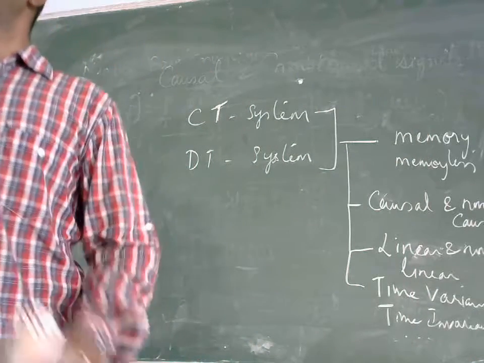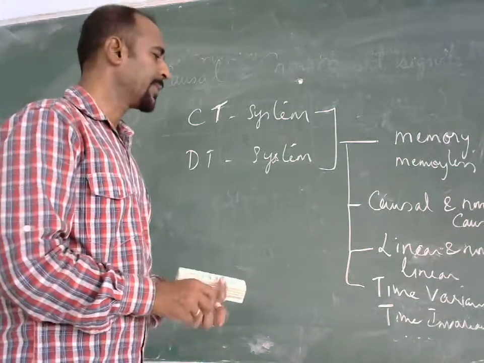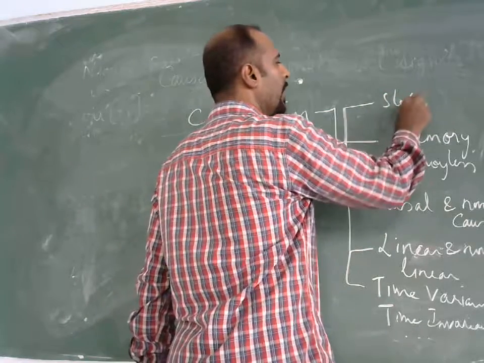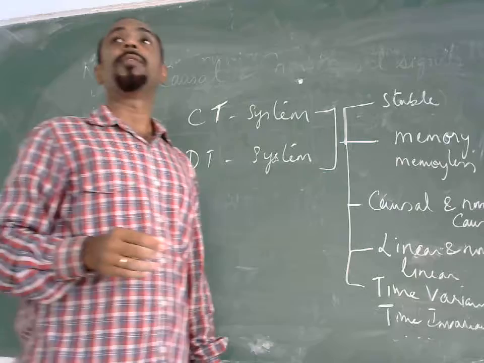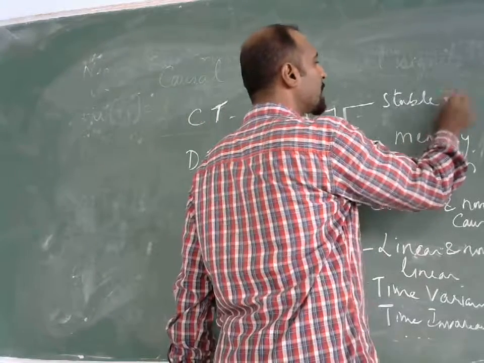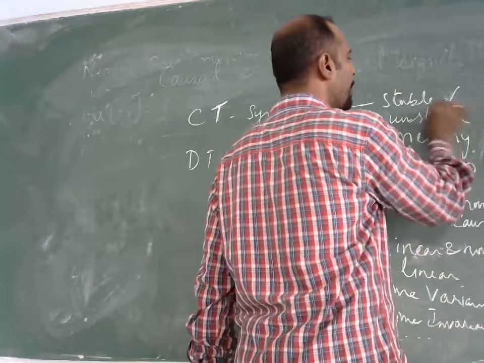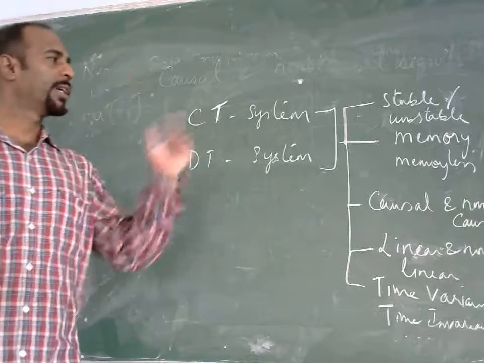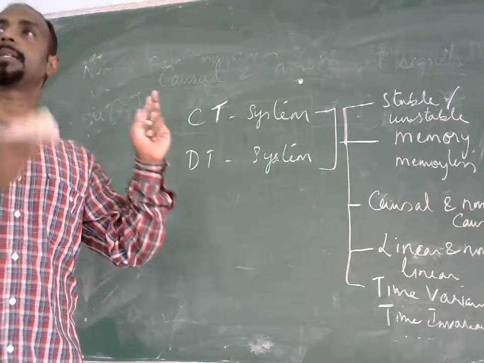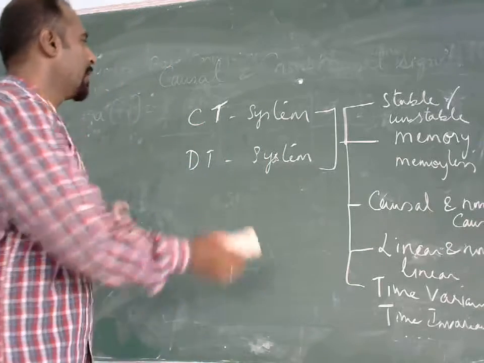Time variant or time invariant systems. So these are the different systems, and of course one more very important classification is whether the system is a stable system or an unstable system. So we will take each of these, understand and classify the systems. Let us take some examples on each of these and classify them.